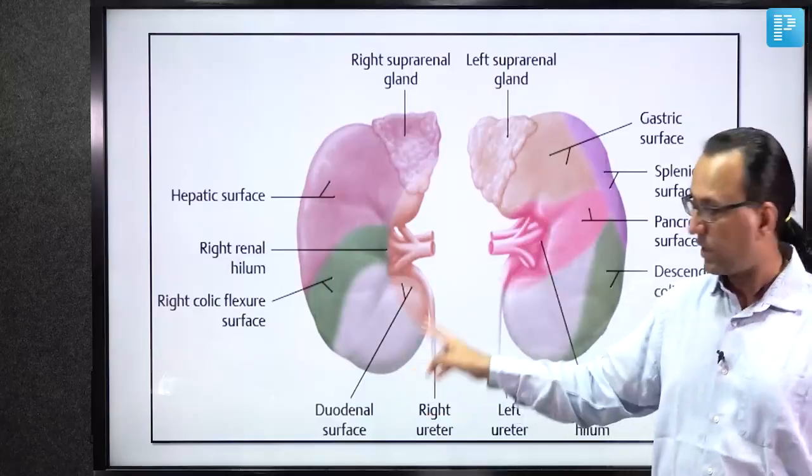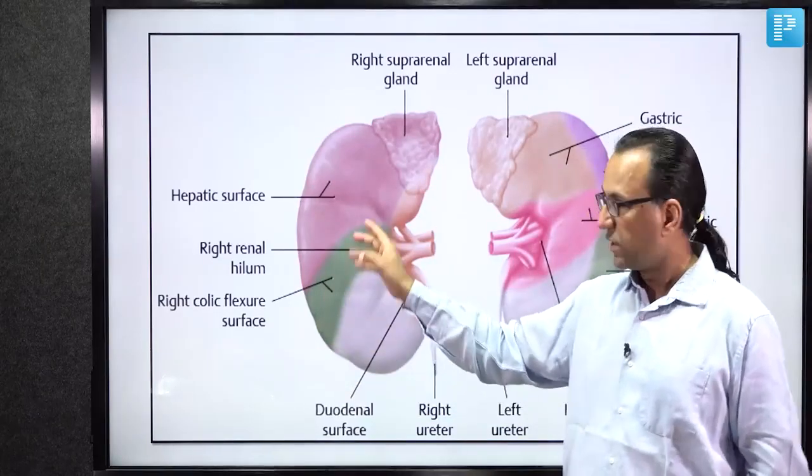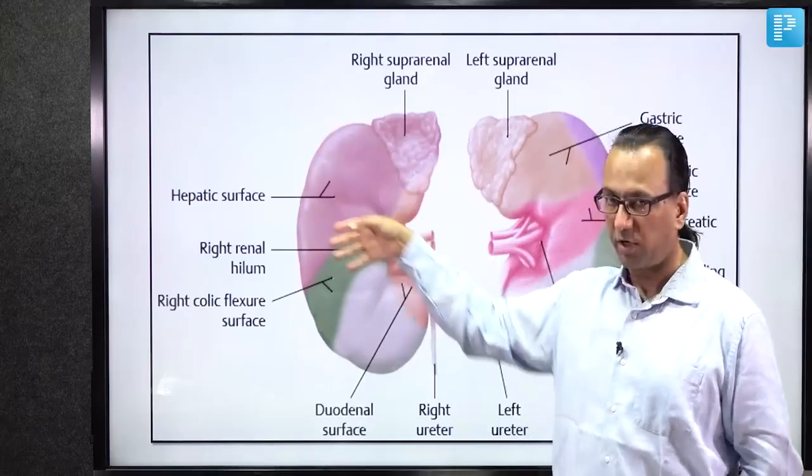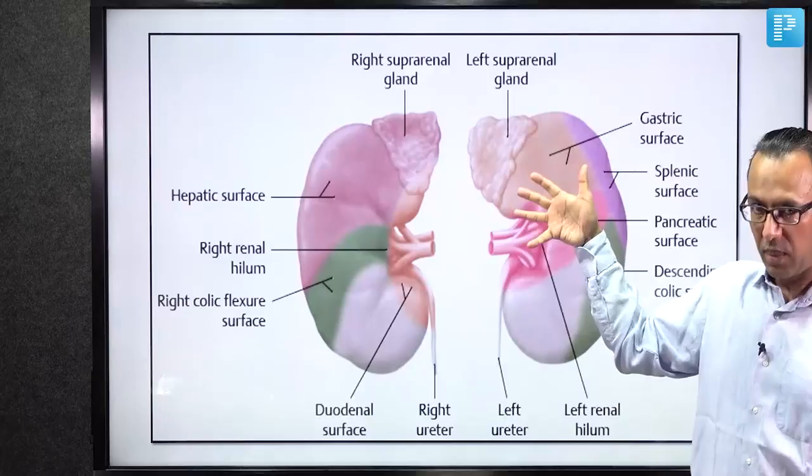Whereas on the right kidney, you have the second part of the duodenum related and the hepatic flexure of the colon. This is the liver area or hepatorenal pouch of Morrison area. And that is the right adrenal area. Now let us see what is behind the kidneys.